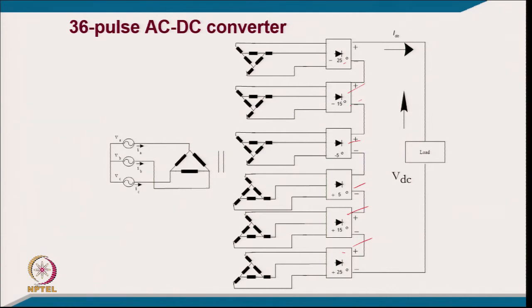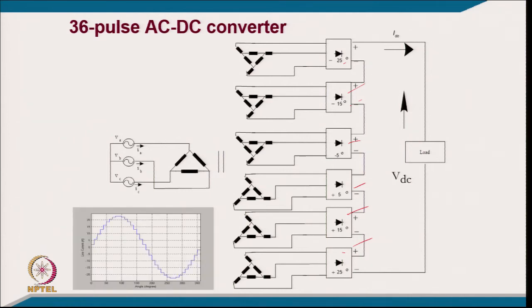So, in the 36 pulse converter you can see the waveform is very close to sine wave, and the lowest harmonics here will be 36 plus minus 1. So, the lowest will be 35 and the next will be 37, and then the next band will be 71, 73, that is 36 into 2 plus minus 1. For the lowest, 35, the magnitude will be the fundamental current divided by 35. So, you will be able to reduce these harmonics to even less than 3%.